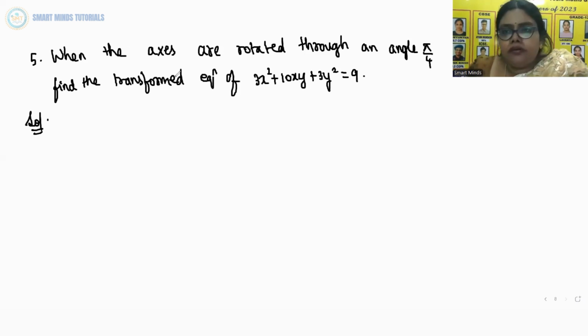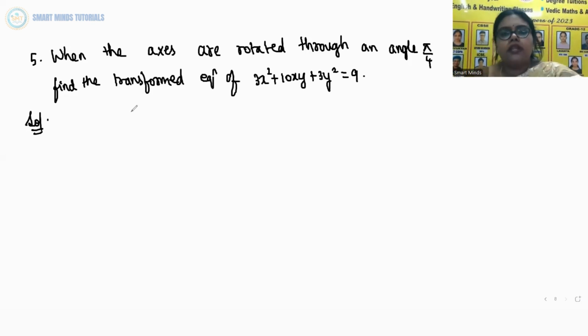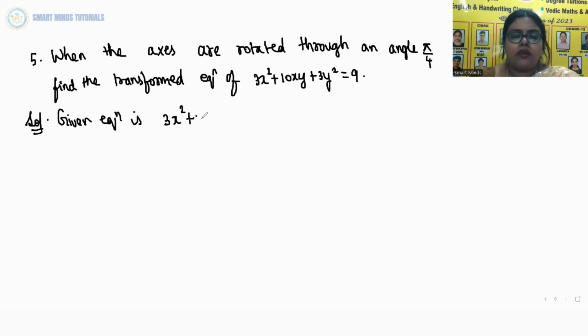Now from here, the problems are based on rotation of axis. Okay, so the question is, when the axes are rotated through an angle pi by 4, find the transformed equation of 3x square plus 10xy plus 3y square is equal to 9. So first let us write down the given equation. Given equation is 3x square plus 10xy plus 3y square is equal to 9.